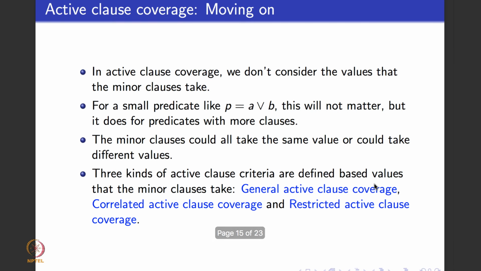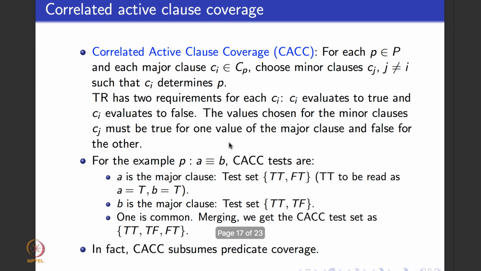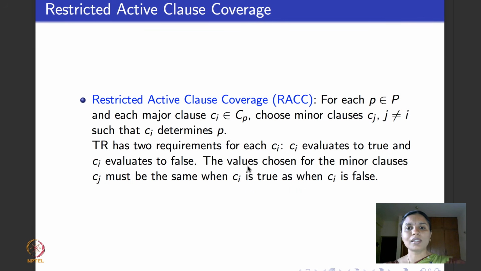So we'll go back. We saw active clause coverage criteria. We are refining it into three kinds: general active clause coverage, correlated active clause coverage, and restricted active clause coverage. What does general say? General says that the values chosen for the minor clauses don't have to be the same. There is no condition. That's why it's called generalized. What does correlated say? Correlated says that the values chosen for minor clauses must be true for one and false for the other. That's why the term correlated. What does restricted say? Restricted says that the values for the minor clauses must be the same when the major clause is true as when the major clause is false. So it's restricted because it restricts the truth or falsity of the minor clauses to be the same in both cases.